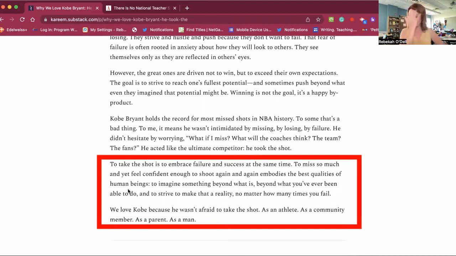Here it's 2 paragraphs, a medium-sized paragraph and then a really short paragraph. He recaps, here's why taking the shot is important. To take the shot is to embrace failure and success at the same time. To miss so much and yet feel confident enough to shoot again and again embodies the best qualities of human beings. And then he says, to conclude, we love Kobe because this is the kind of guy he was and the kind of player he was.